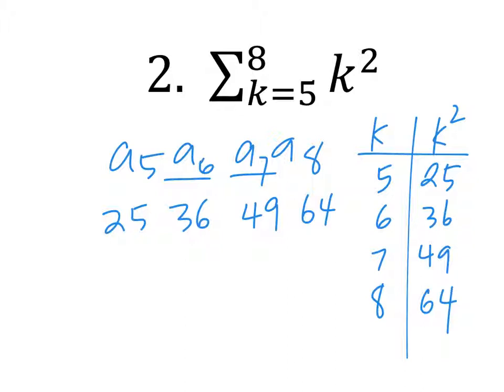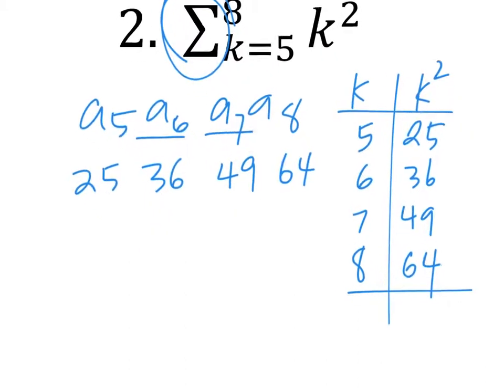All right, it's not enough that you list out the numbers. Remember, this sigma says sum. So we're going to add up all these numbers. Okay, so the formula is to tell you what the number is. The sum says add them up. So we have to use the calculator and add them up.